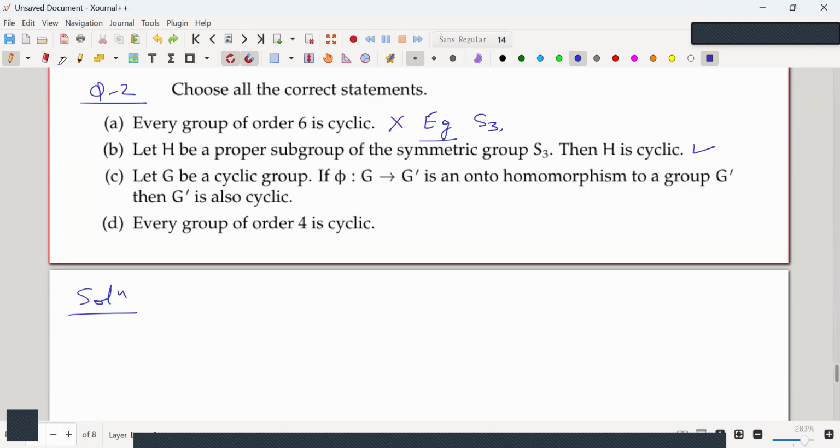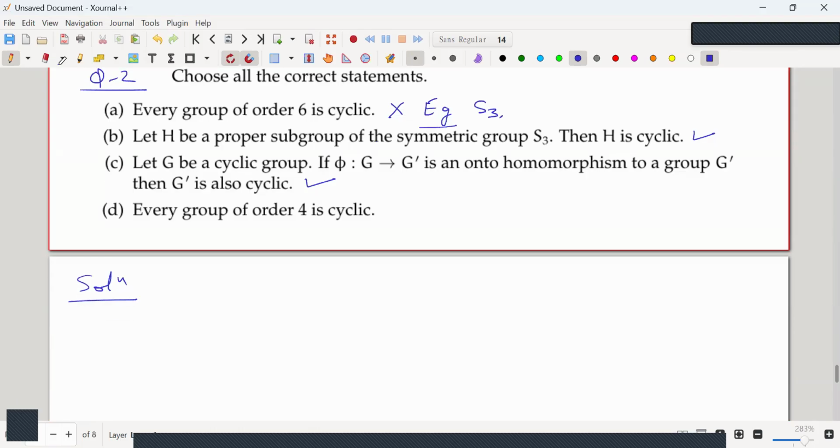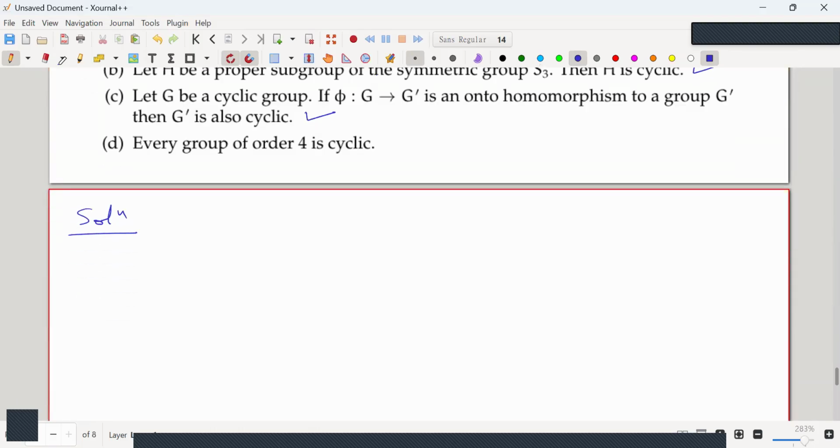Now third part is: let G be a cyclic group, if phi from G to G prime is an autohomomorphism. This you have already seen. An autohomomorphism from a cyclic group to another group makes the domain to be cyclic, right? This is coming again and again. Every group of order 4 is cyclic, so this is not true. Again, example is Klein's group.